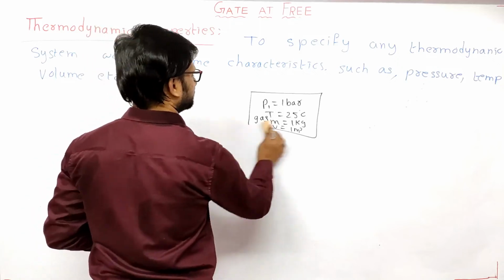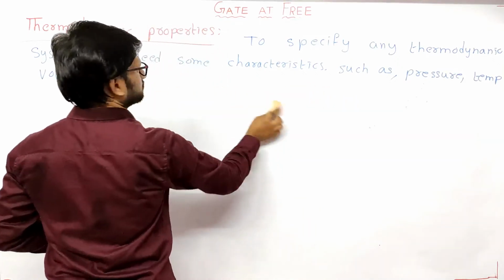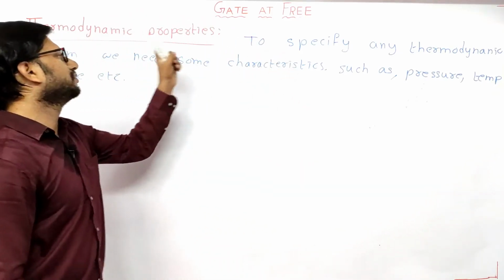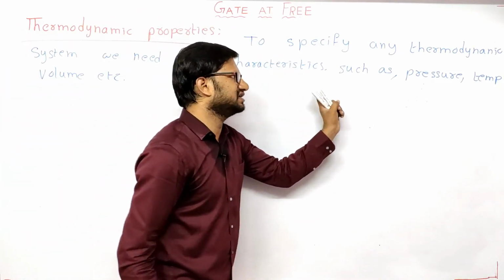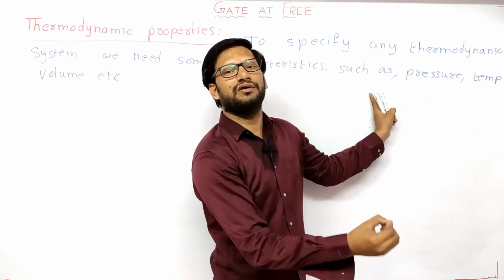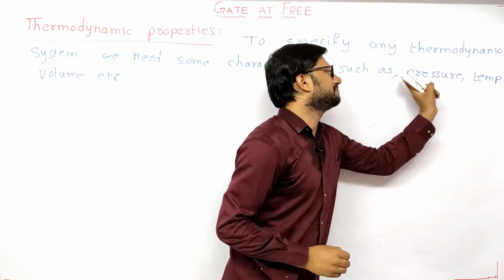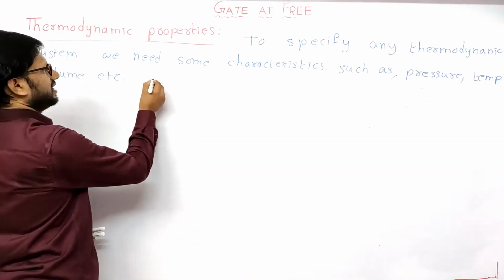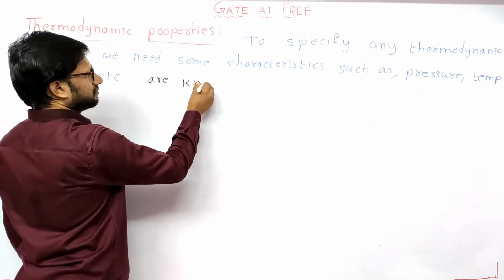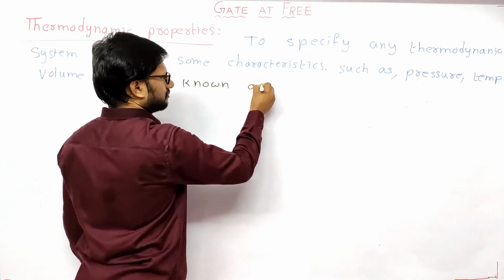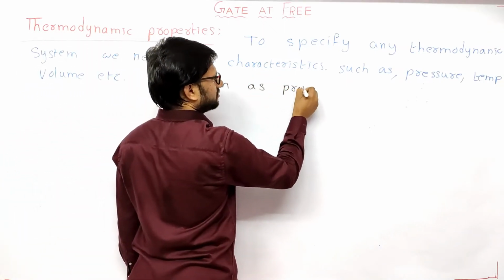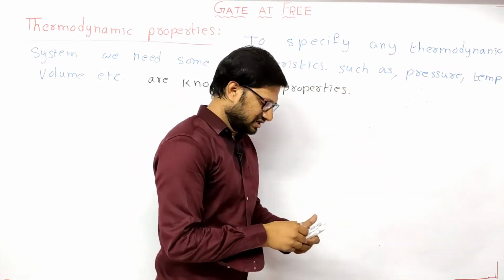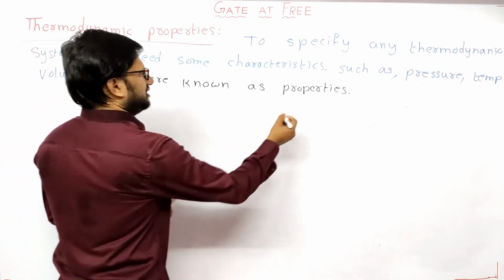Next, to specify any thermodynamic system, we need some characteristics. Those measurable characteristics such as pressure, temperature, volume, etc. are known as properties, thermodynamic properties.